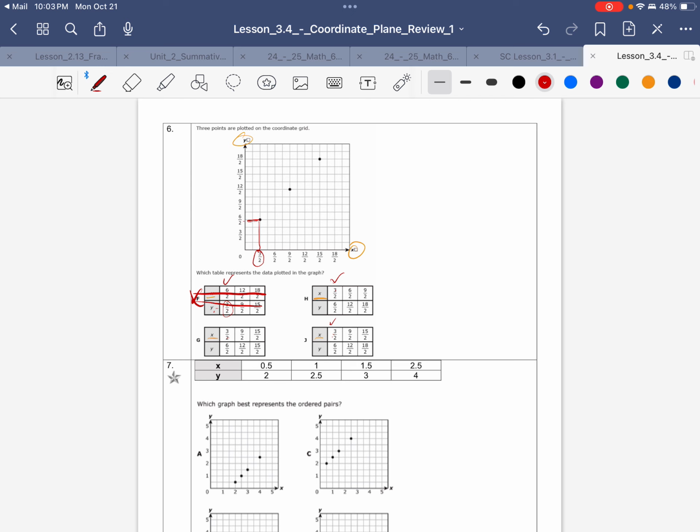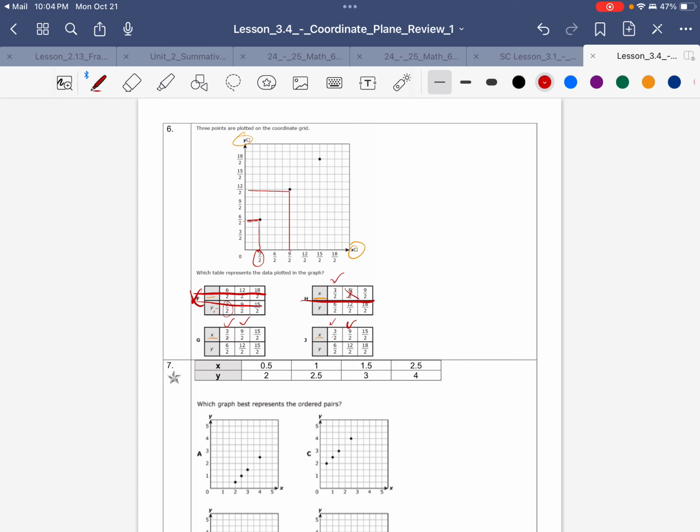So that is not good, so let's erase that. But this one is good. 3 over 2, 6 over 2, 3 over 2, 6 over 2. All right, next point. 9 over 2, and it should be connected to 12 over 2 in the y spot. So 9 over 2 is our next x. Well, I got 6 over 2 here, so this one is wrong. So 9 over 2, 12 over 2. This one is good, that one's good.